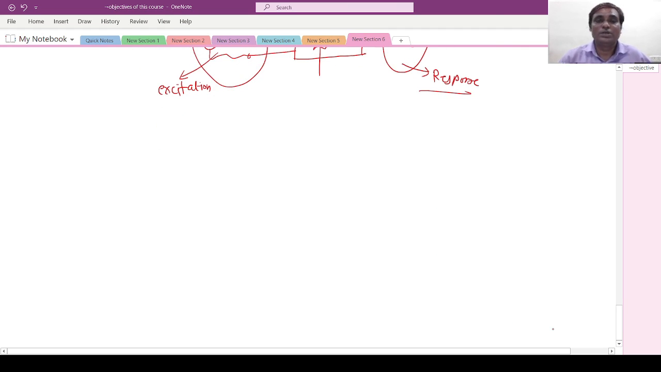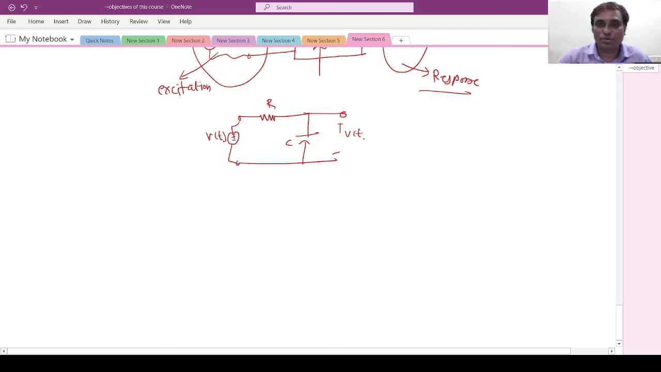Suppose I have an RLC or RC circuit, say with R and C, and some V of t is given to you. I would like to find out the response to V of t, meaning I have to find the voltage across the capacitor; that is your analysis. And suppose the voltage across the capacitor is given to you and the input is given to you, you have to design what your RC network is.